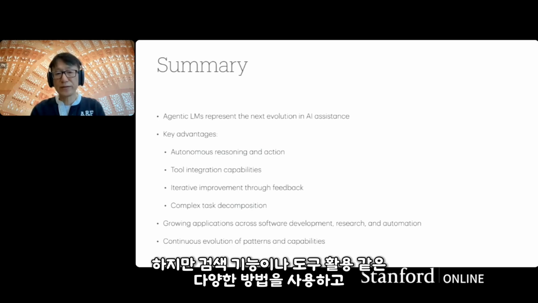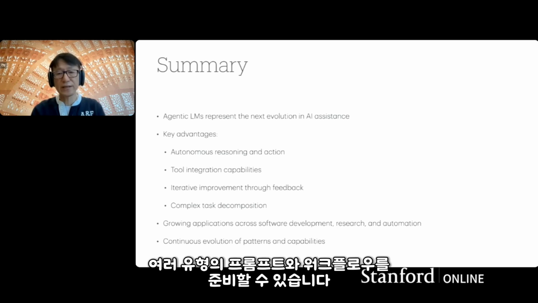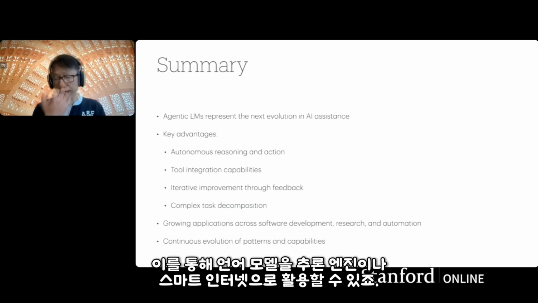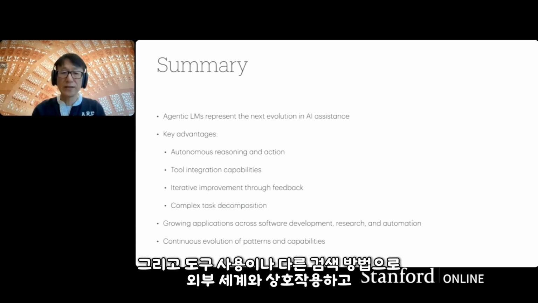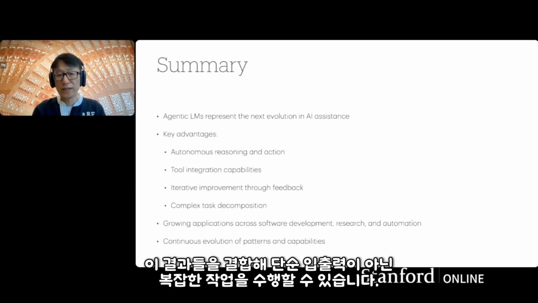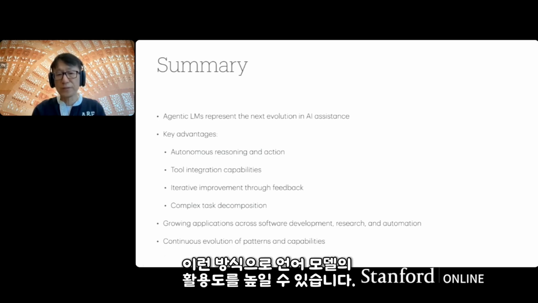However, you could use different additional methods such as more retrieval, search, tool usage, and then prepare different types of prompts and workflows so that you could use the language model at its core as a reasoning or smart intern. And then you could use tool usage or other retrieval methods to interact with the external world, and then combine these results in such a way that you could achieve a complex task instead of a simple input and output type of language model usage.